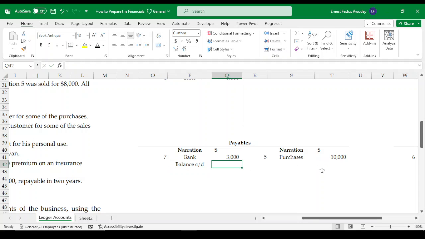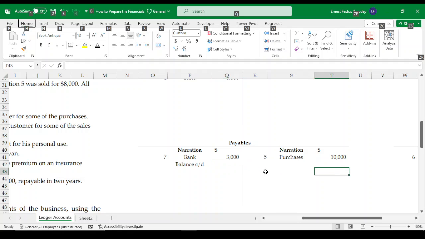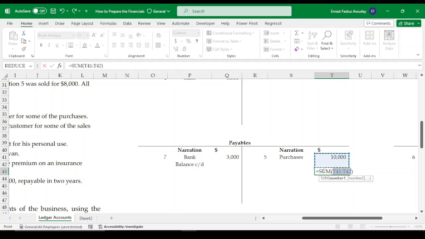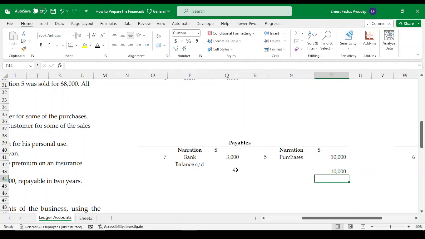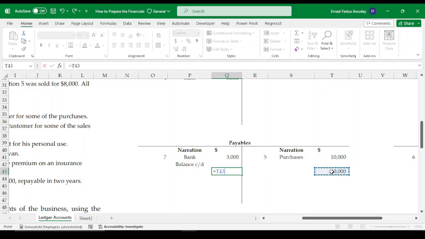And then I'll have my total now, which should be equal to, sorry, alt equals. So I'll come here and have my alt equals and hit that. And I'll come here and reference that.